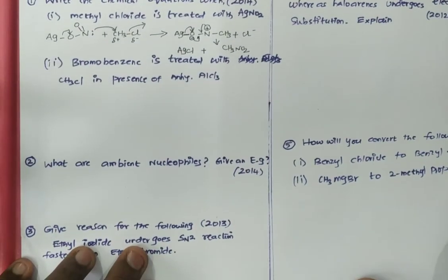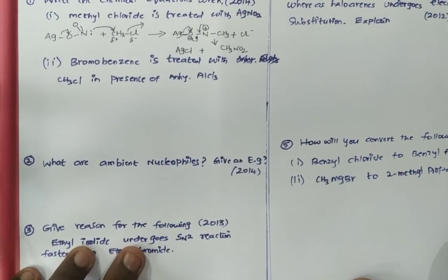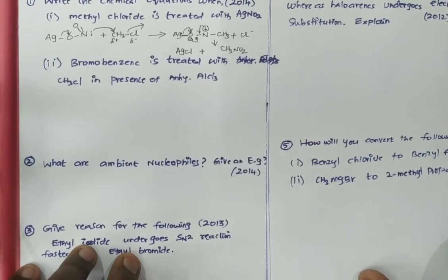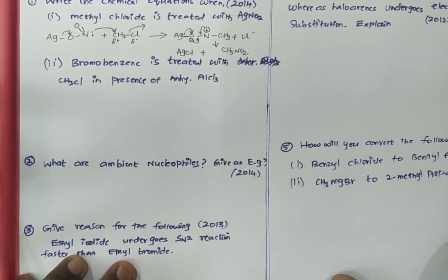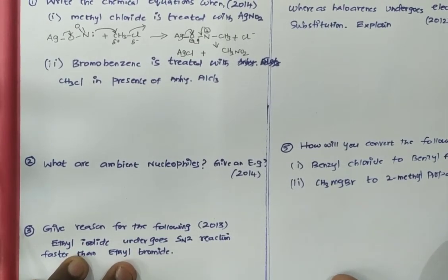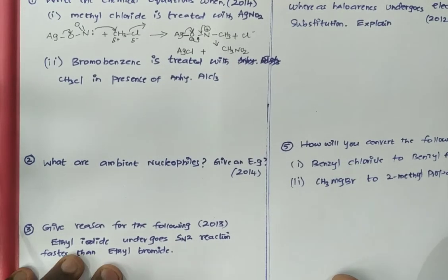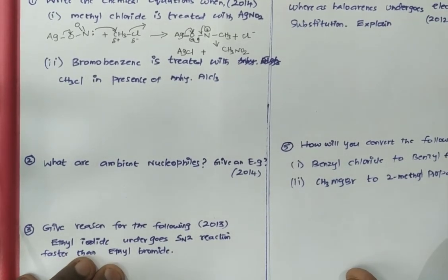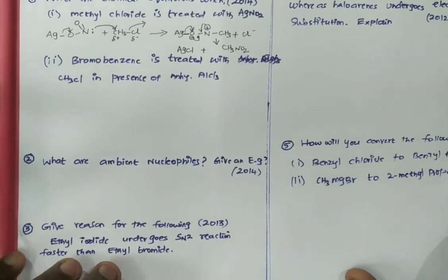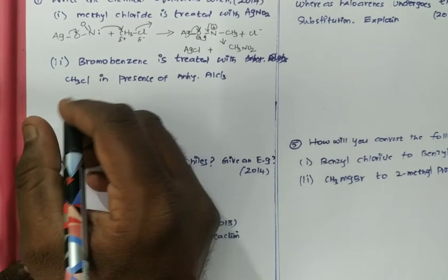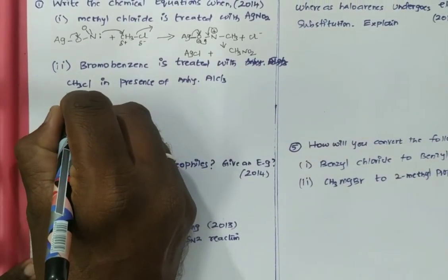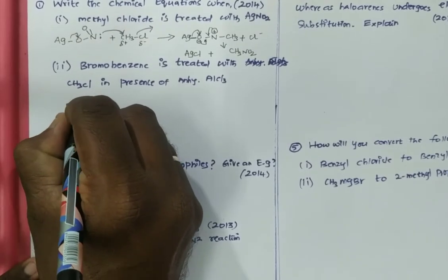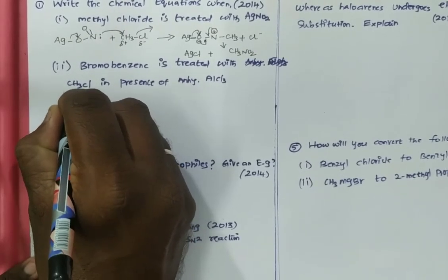And question number 2: bromobenzene is treated with CH3Cl in presence of anhydrous aluminum chloride. What is the name of the reaction? It's nothing but a Friedel-Crafts reaction. As we know, this is the structure of bromobenzene, so I'm going to take the structure of bromobenzene.